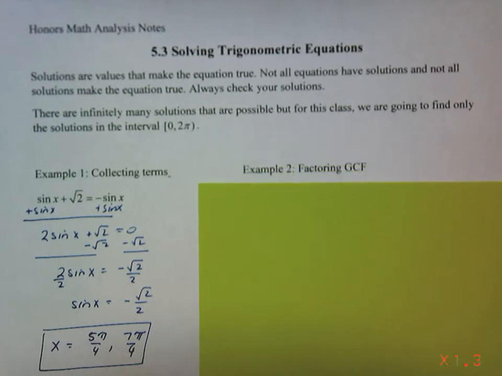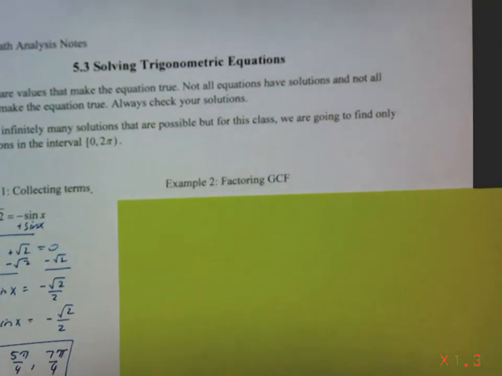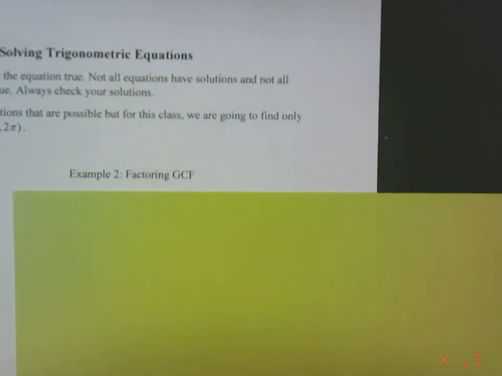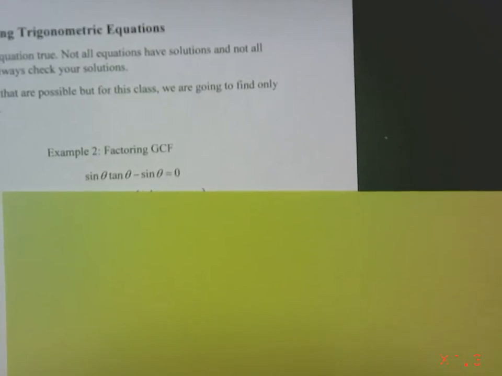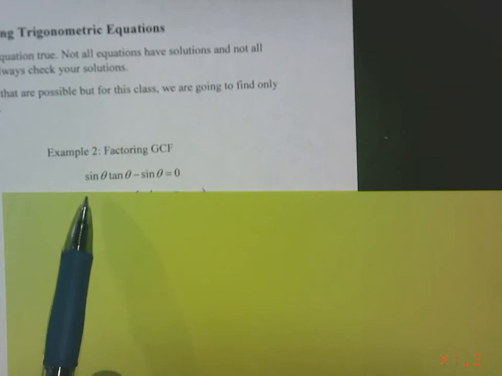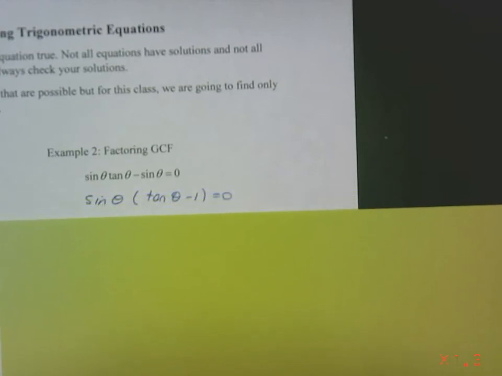Okay, my next example is the technique of factoring GCF. So in factoring GCF, the reason I'm using that technique on this problem is you notice that I have a sine theta times tangent theta minus sine theta. So I have two different trigonometric functions here. And sine theta is in both these terms, so I'm going to factor out the greatest common factor, which is the sine theta. And once I factor out sine theta, I'm left with tangent theta minus 1.